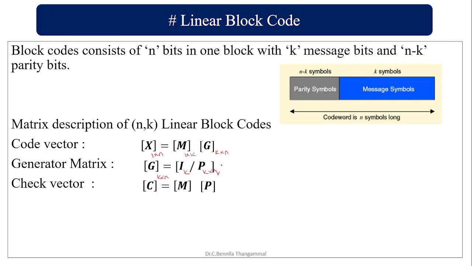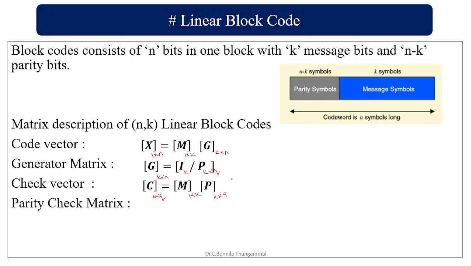The check vector is given by C is equal to M into P, where C is the check vector, M is the message vector, and P is the submatrix. Here C is 1 cross q, the message vector is 1 cross k, and P is k cross q.